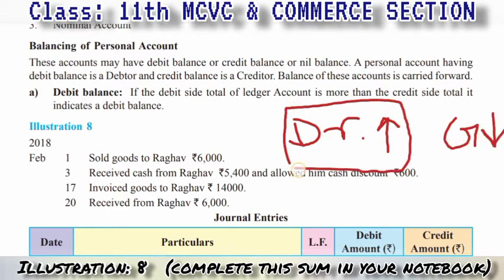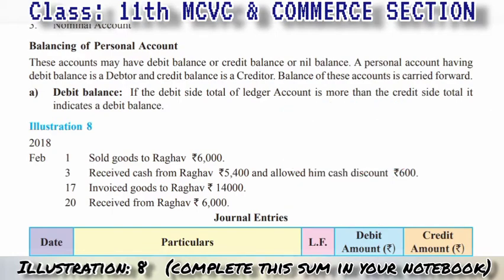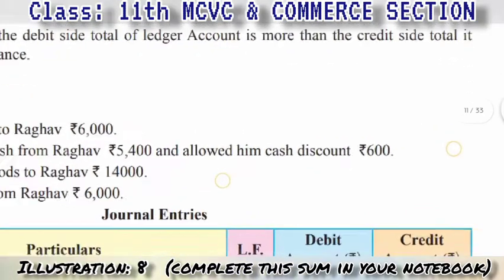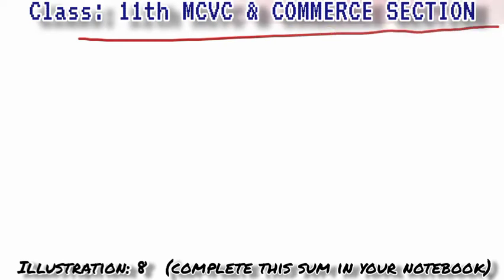If the debit is greater than the credit, then the amount will be higher on the debit side instead of the credit side. So normally, for example, if I am taking an example, this is our ledger, say, cash account. And in this way, this is a credit and this is the debit.